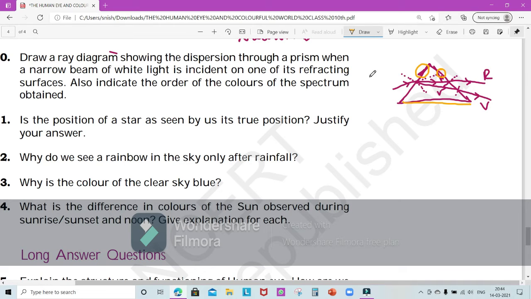The order of the colors of the spectrum that is obtained is violet, indigo, blue, green, yellow, orange and red. You know the reason as well, right? Violet has the least wavelength, so its deviation from the original ray will be the highest. So lower the lambda, more is the deviation. So it's being explained.